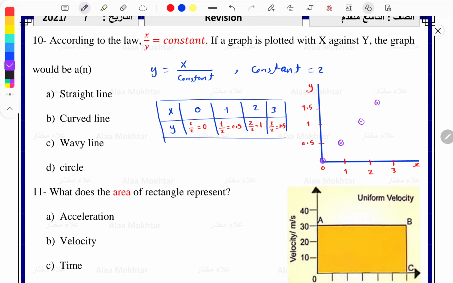This is the straight line, the relation between y and x. It's directly proportional. If x increases, y also increases. It's a straight line relationship.